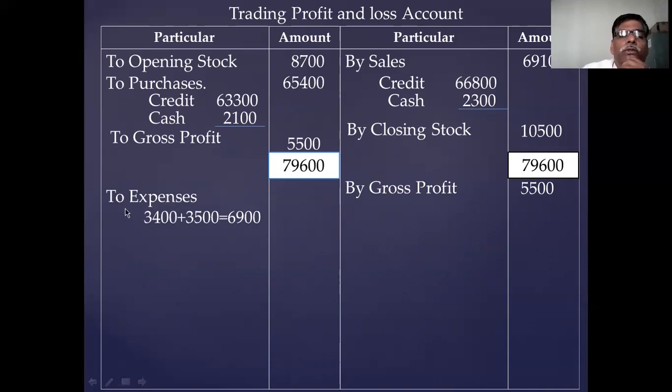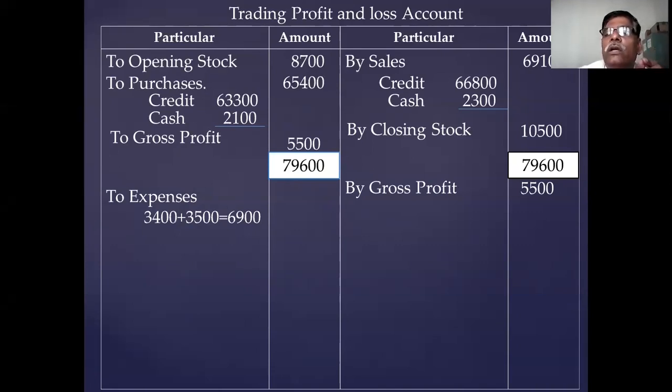So expenses, there are two expenses. One is in cash account, another is in bank account. But you take the total. 3,400 is one, another is in bank. Total it is 6,900. Total expense you take from cash account and bank account. Okay.